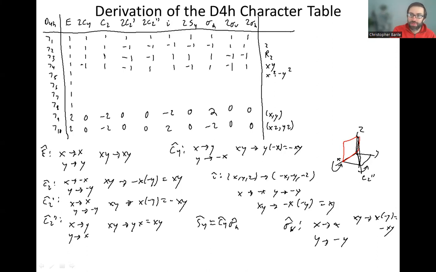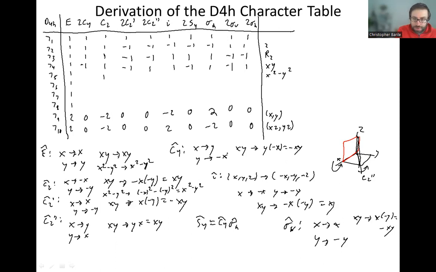Same exact business now we can do for x squared minus y squared. That's the other one of these. So here again, we go to identity. Well, x goes to x, y goes to y. So x squared minus y squared goes to, well, x squared minus y squared. So that's going to be 1. But we could do it here for the C2, x goes to negative x. So let's see, x squared minus y squared goes to quantity negative x squared minus y goes to negative y, quantity negative y squared. That's equal to x squared minus y squared. So for C2, this is C2, we got a value of 1.